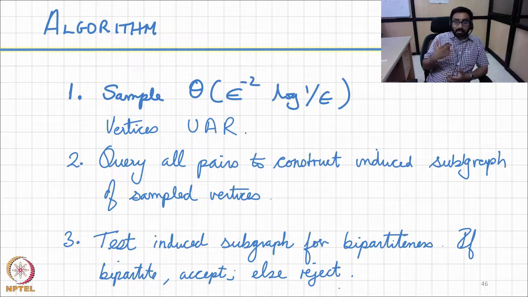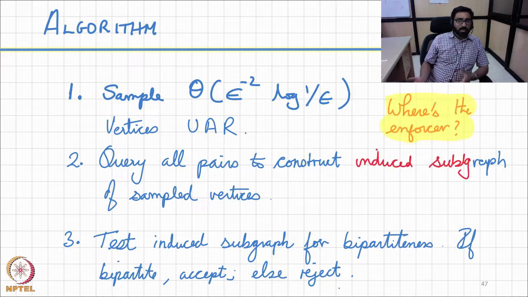But notice that this is a linear time algorithm on a graph that's of size roughly the square of epsilon to the minus 2 log 1 over epsilon. And so that's still very much sublinear in terms of the larger graph that we're concerned about. Okay. Now we test the bipartiteness of this induced subgraph, and if it is bipartite, we accept, otherwise we reject. And of course, the verdict of accept or reject must hold in the larger input graph on n vertices.